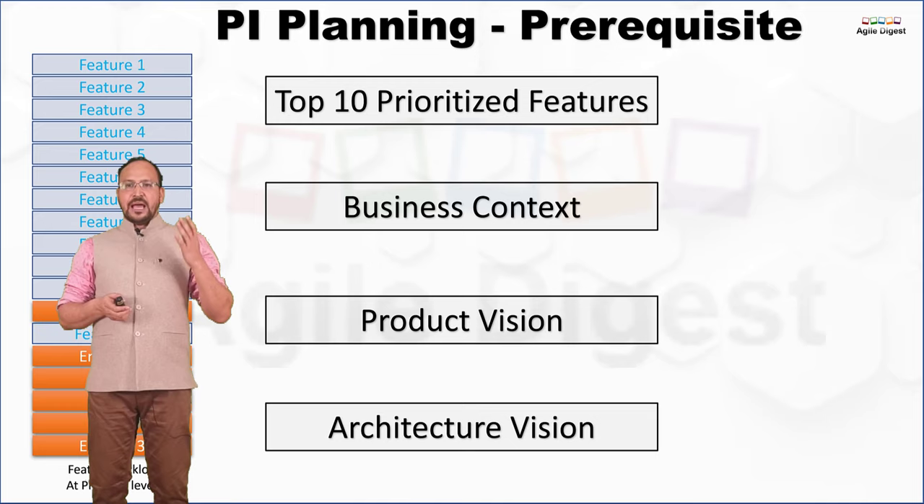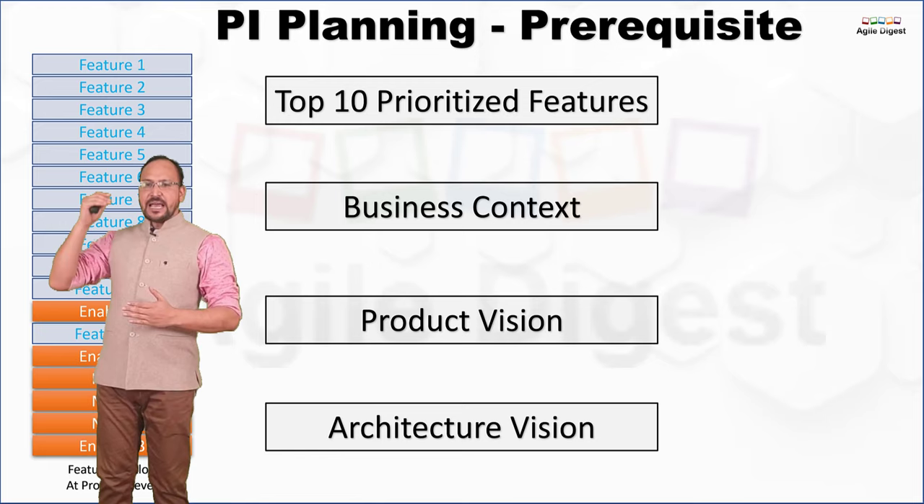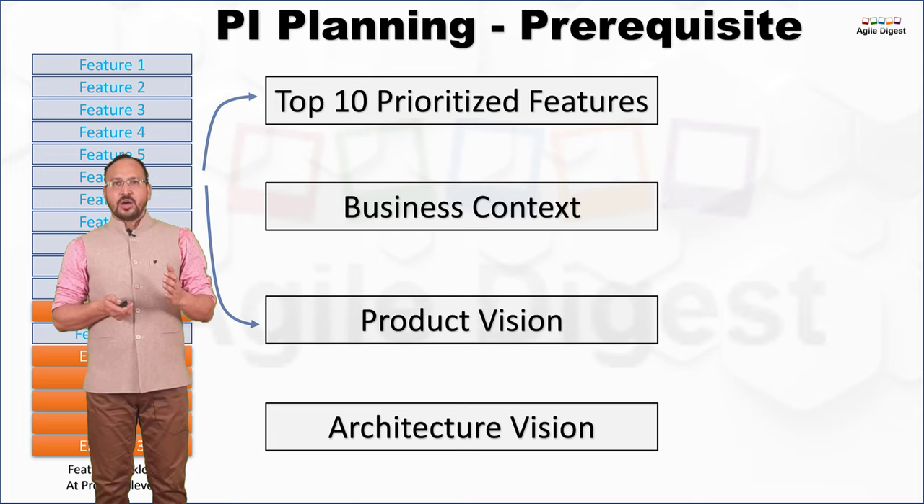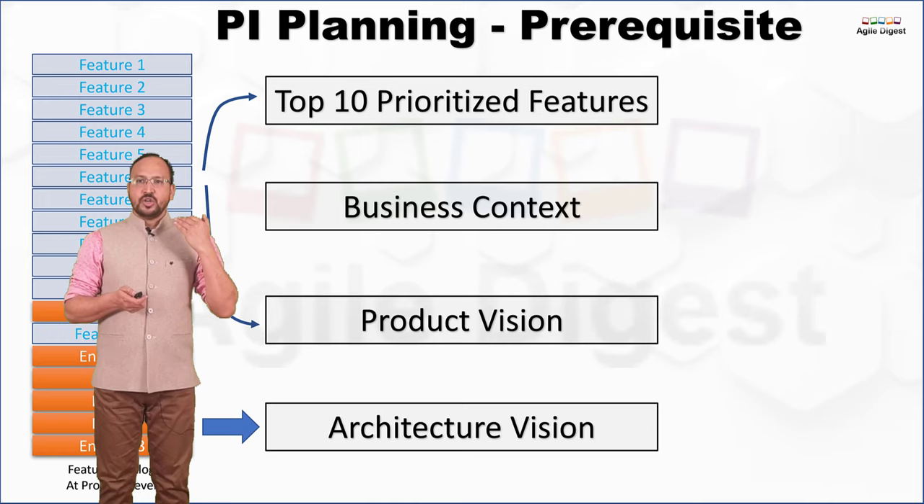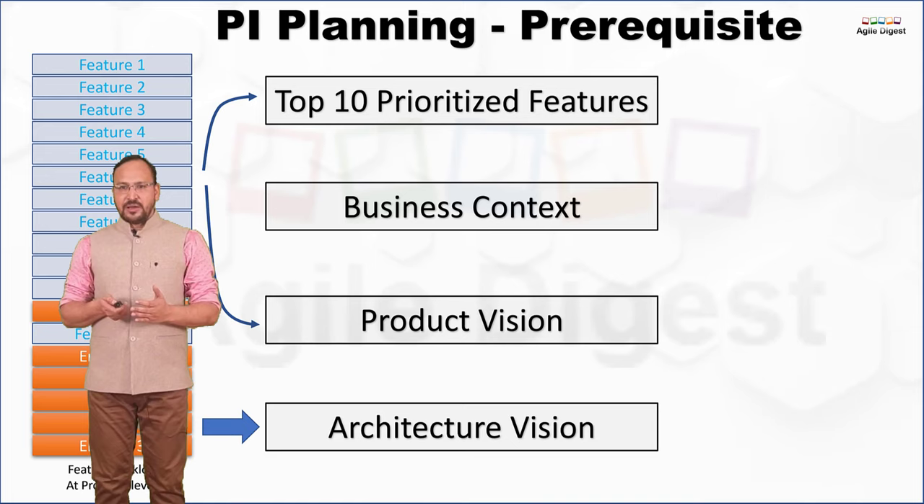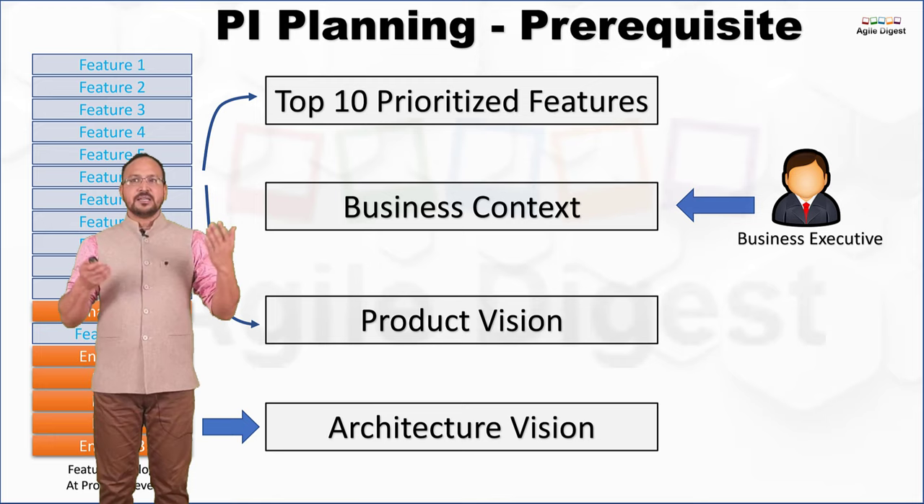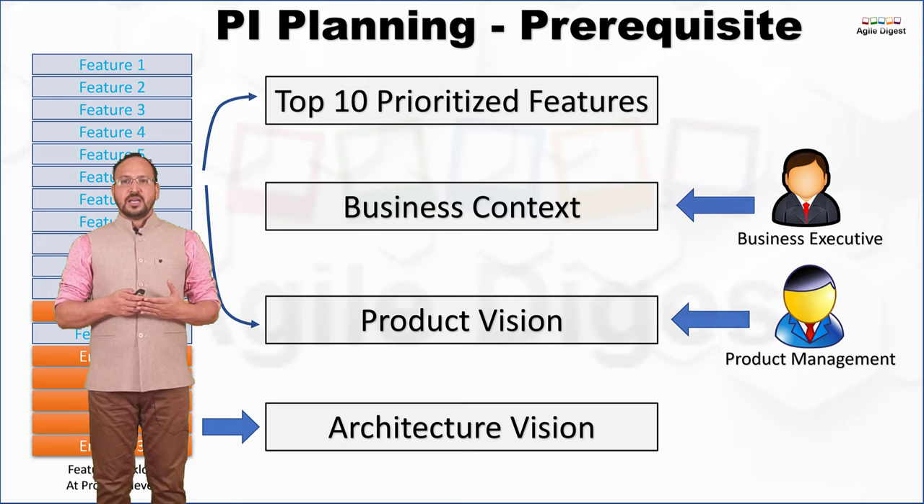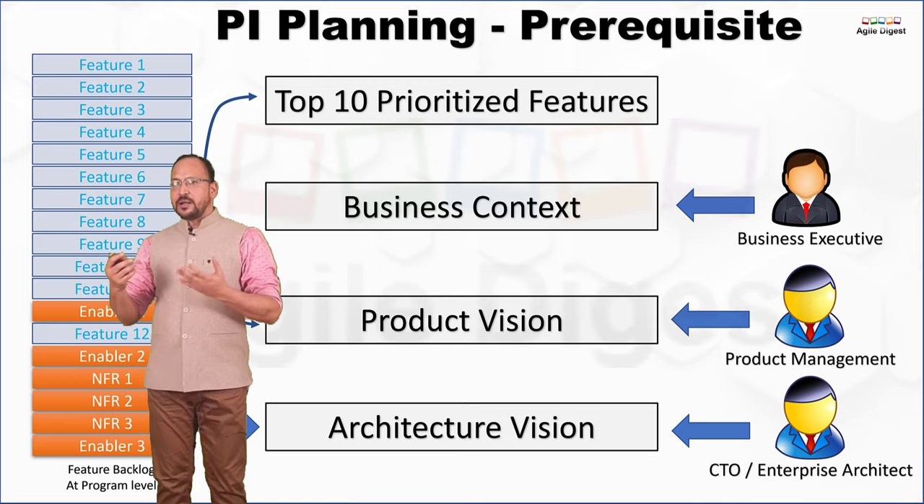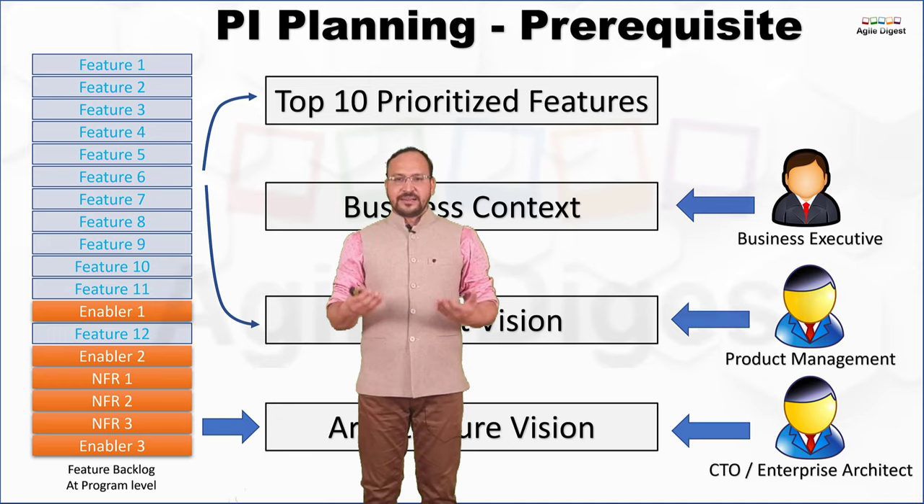Our top 10 features and our product vision definitely get influenced by our feature backlog, and this will be derived or provided by your product management. Your architectural vision also comes from your NFRs or enablers that you have. Now, who will provide the business context? Business executives. Who will provide your product vision? Your product management. Who will provide your architectural vision? Your CTOs or your enterprise architect or any system architect you have. Primarily, just think about CTOs and enterprise architects.